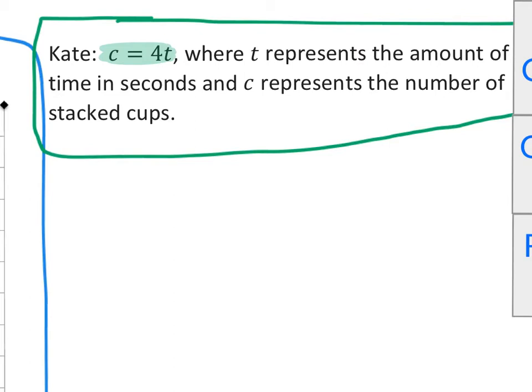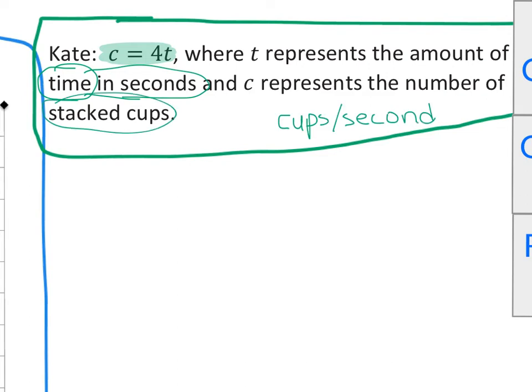And now, just like Claire, the t, which is right here, represents the amount of time in seconds, okay? And time in seconds is going to be part of that ratio and rate. The c, which is the final answer when you take 4 and you multiply it by seconds, represents the number of stacked cups. So just like Claire, Kate's rate will be listed in cups per second.